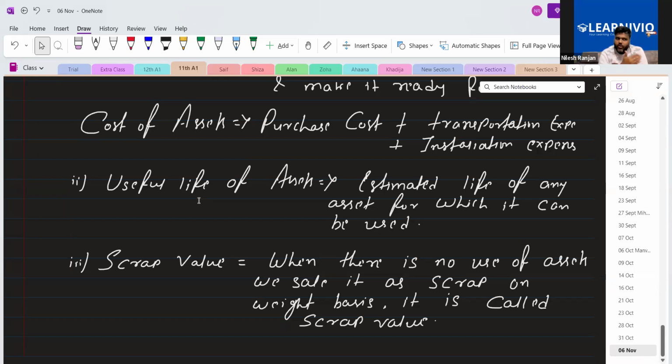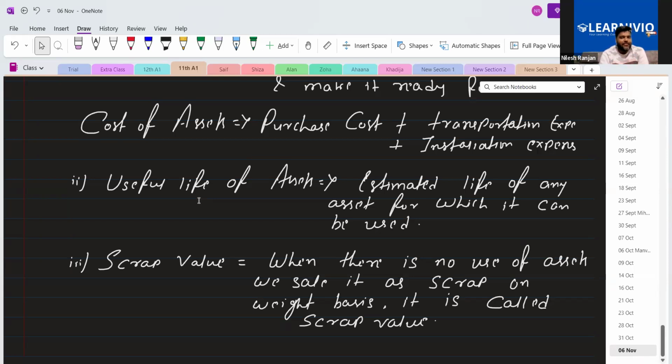We have received a warranty and guarantee on some products, but it does not mean that the asset can be used for only that period of time. There are many assets that we use after the guarantee and warranty period. So that's why useful life of an asset is not fixed. We can only estimate it. So estimated life of any asset for which it can be used.